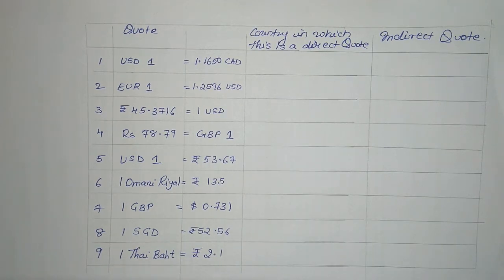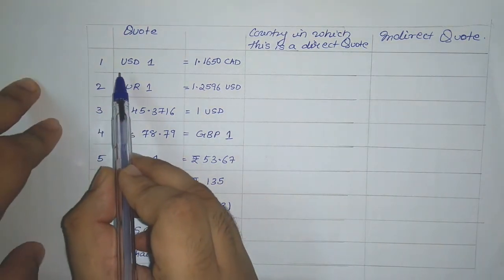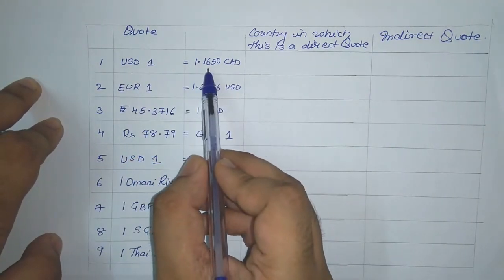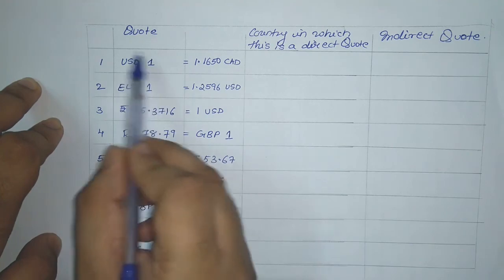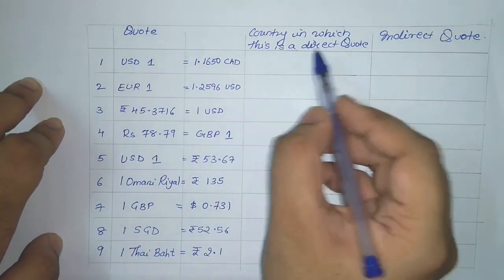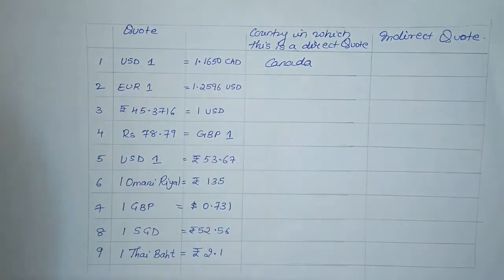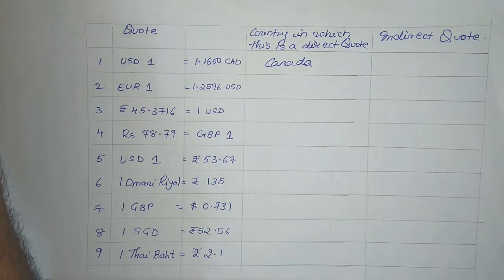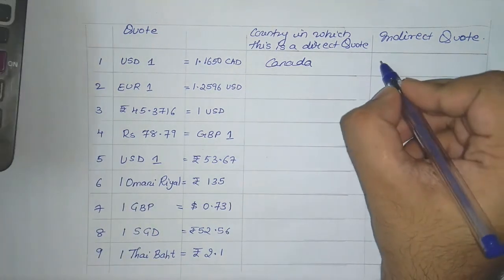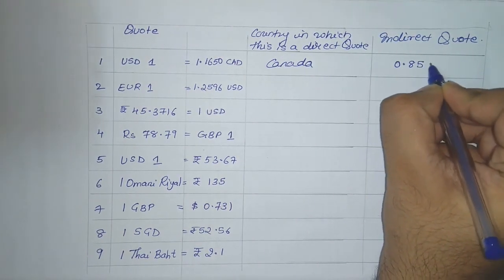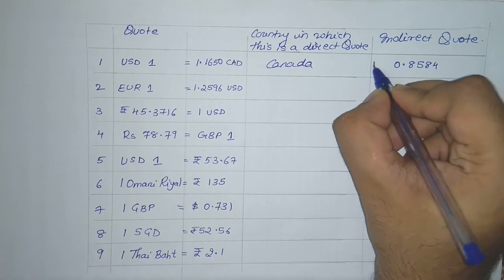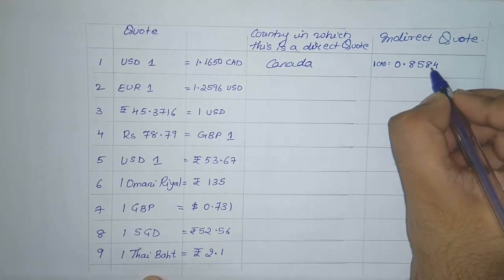Okay, I hope you all have solved it. So now we will check the answers by solving it here. Now the first example, 1 USD is equal to 1.1650 Canadian dollar. Here base currency is dollar. So the country in which it is a direct quote will become Canada. So the indirect quote in this particular sum will be the reciprocal of the direct quote, that will be 1 divided by 1.1650, which comes up to 0.8584.